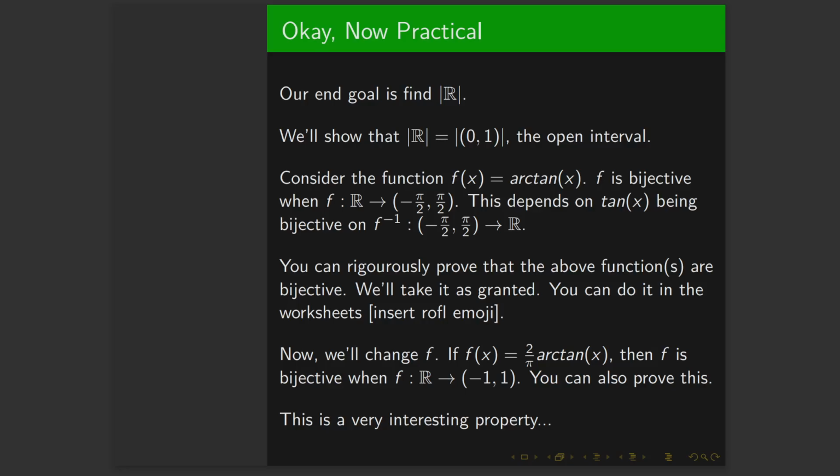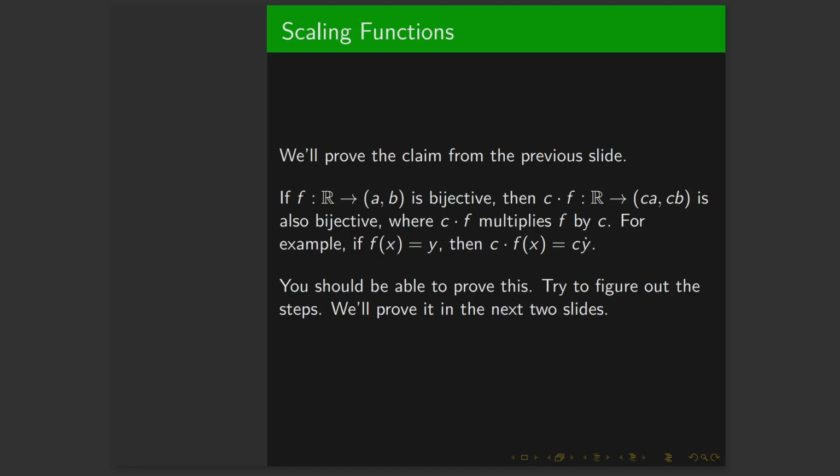And you can prove this, but this actually leads us to a very interesting property. We can scale functions. If f is a function that takes a real number and goes to (a, b), and this is bijective, then when we multiply it by c, it'll go to the interval (ca, cb), and this is also a bijection, where cf just multiplies f by c, it's just basic multiplication. So if f of x is equal to y, then c times f of x is just c times y. That's fine. And this should not be that bad to prove, so you can figure out how to do this.